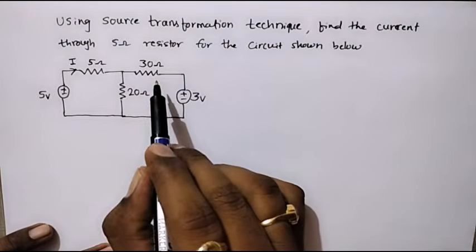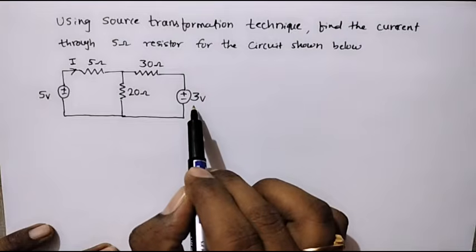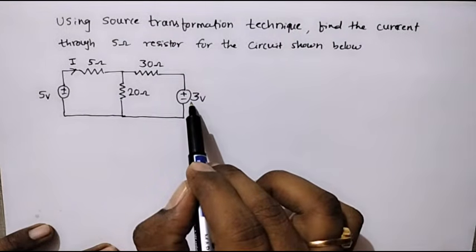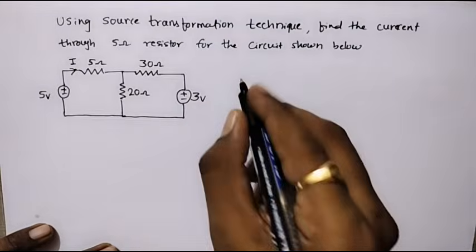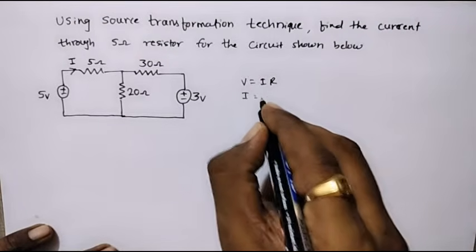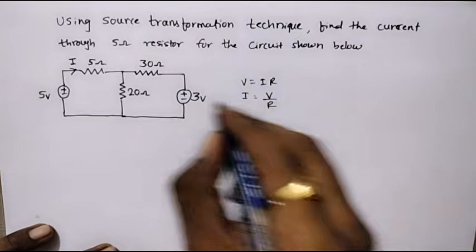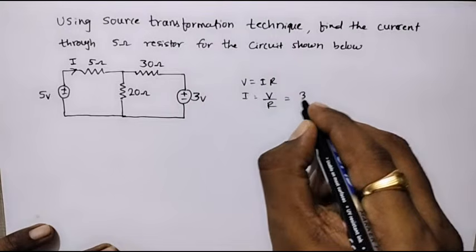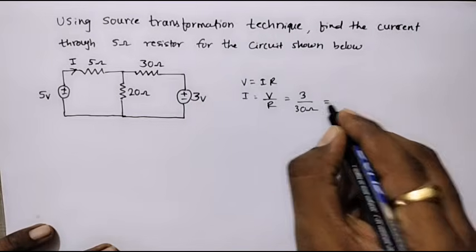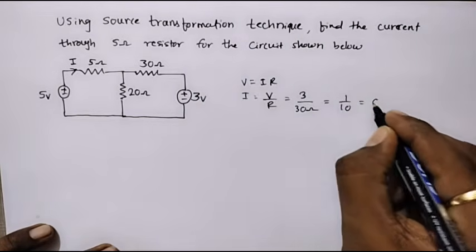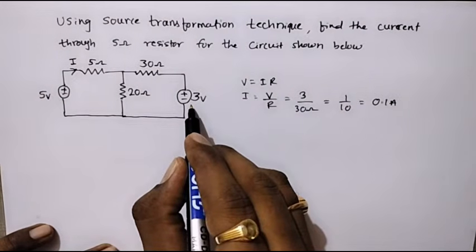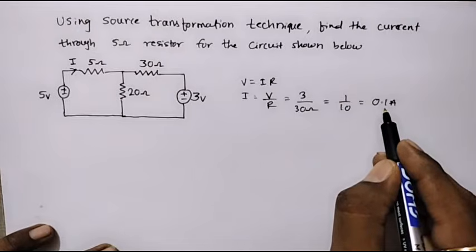Here the 30 ohm resistor is in series with the voltage source. Let's convert this voltage source into a current source by applying source transformation. We know that V is equal to IR, so current I is equal to V by R. The voltage is 3 volts and the resistor value is 30 ohm, which is 1 over 10, equal to 0.1 amp. So now I can replace this 3 volt voltage source by a 0.1 amp current source.